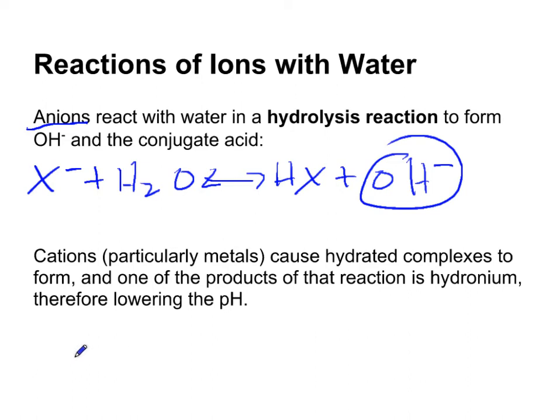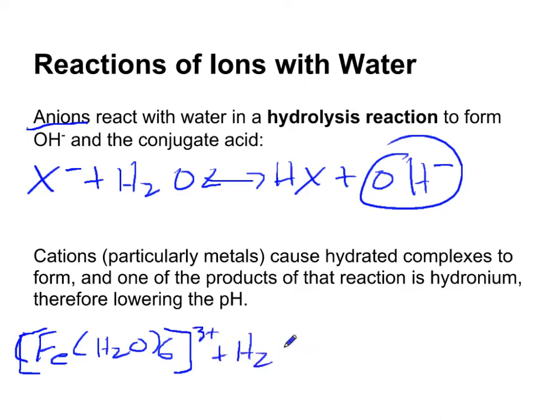Cations, especially metals, cause hydrated complexes or hydrated complex ions to form, and one of the products of that reaction is hydronium that lowers the pH. So an example reaction there, we have iron hexahydrate, Fe(H2O)6, and it's supposed to be a bracket. This is a complex ion with a +3 charge.